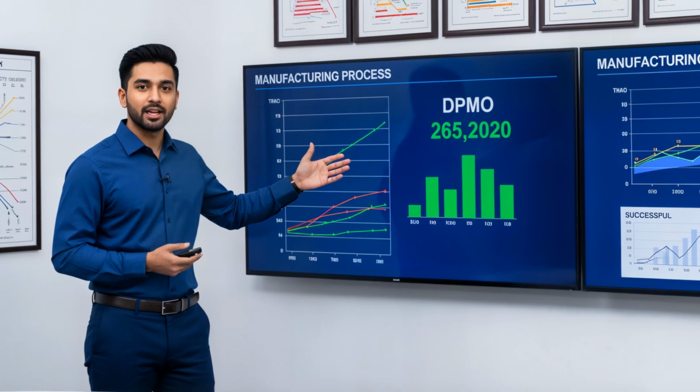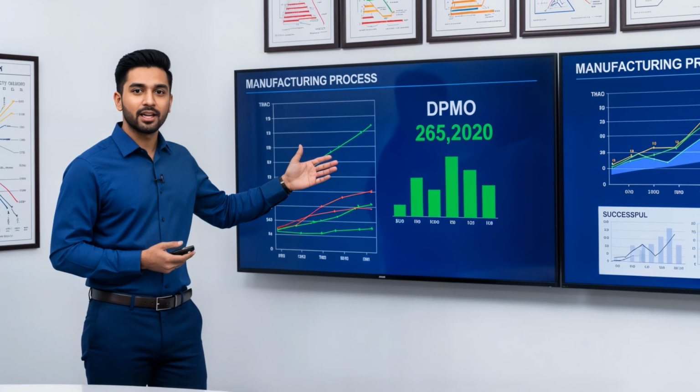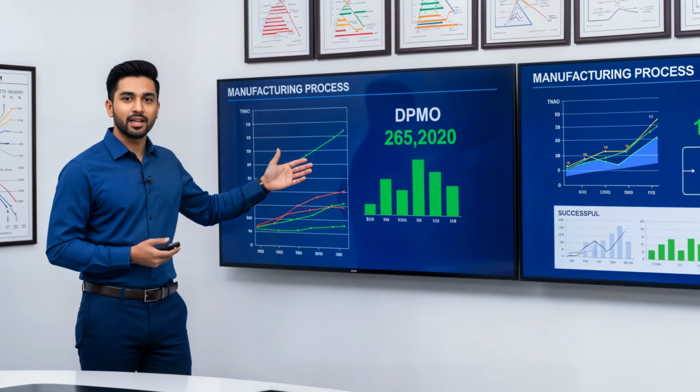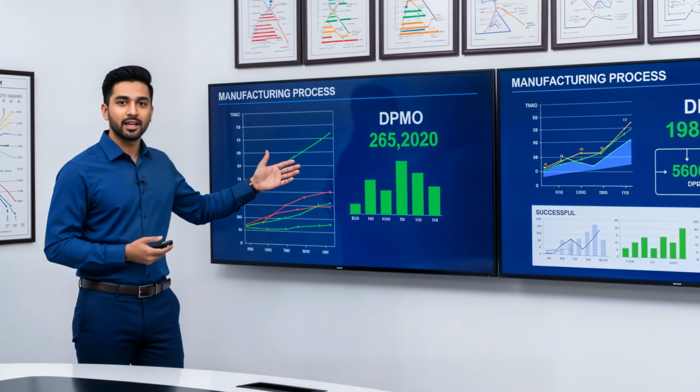So, what exactly is DPMO measuring? It's telling us how many defects we can expect if we had a million chances for defects to occur. It's a way of standardizing our quality measurements, making it easier to compare different processes or products. And let me tell you, in the world of quality control, being able to make those comparisons is pure gold.